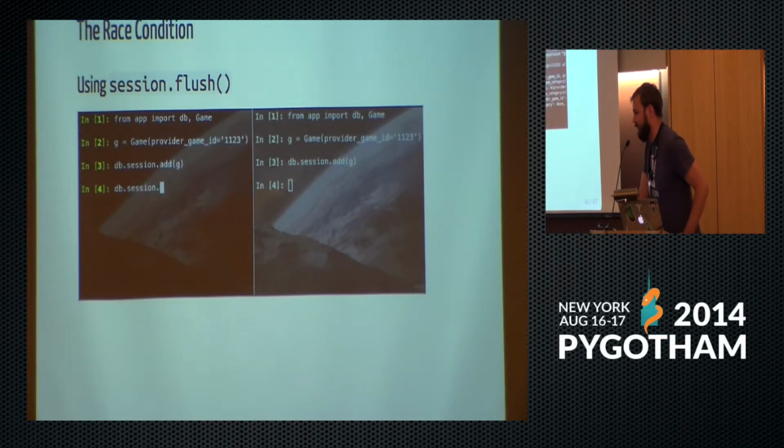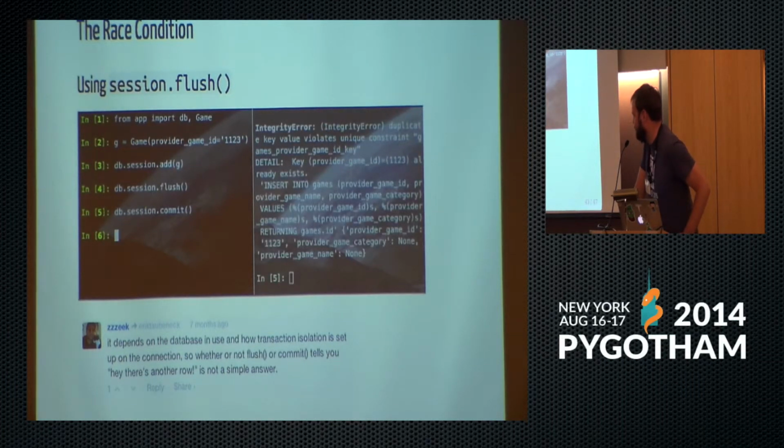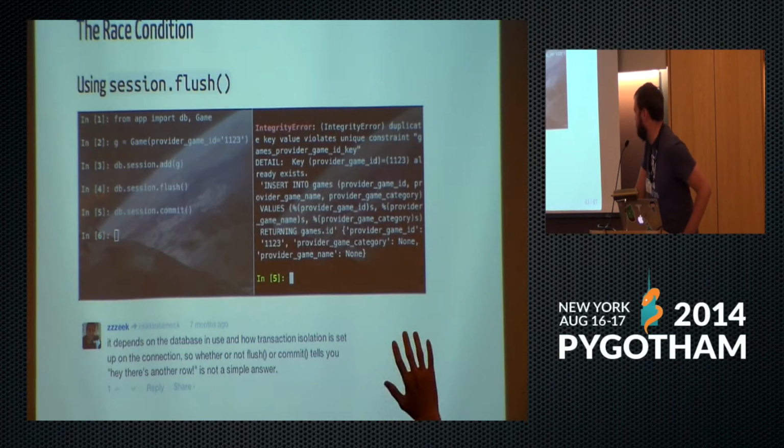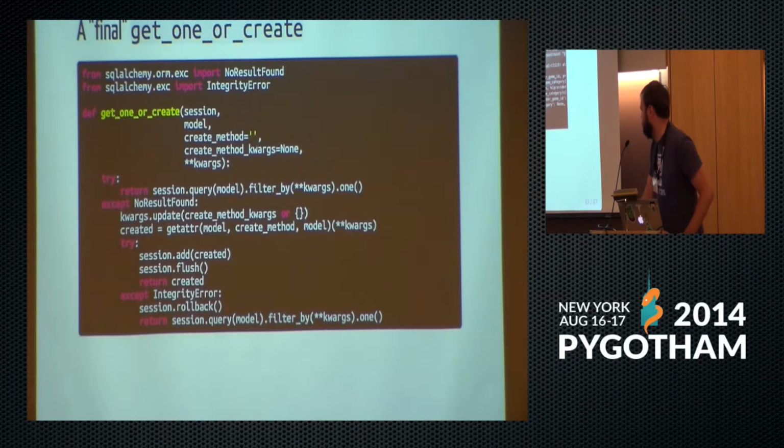Let me reiterate that this is with Postgres and SQLAlchemy, and with a different backend, it could act a little differently. And I'll just reiterate that this is the author of SQLAlchemy. He was kind enough to show up on my blog and leave this little comment that it depends on the database and how the transaction isolation is set up. So doing a flush versus a commit isn't a simple answer. I'll take questions. I'm almost done.